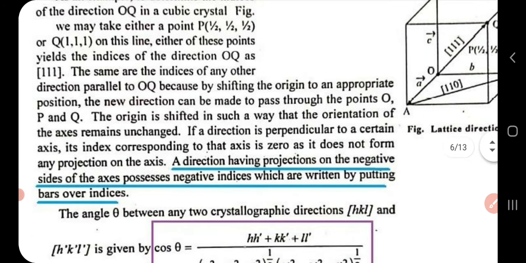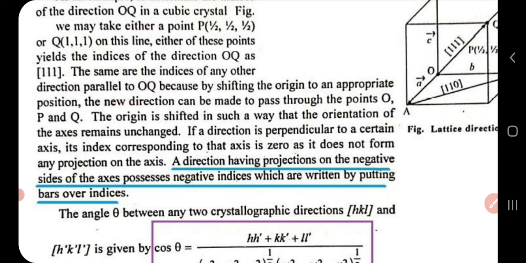This is because the origin is shifted in such a way that the orientation of the axis remains unchanged. That is, the indices of the line OQ will be the same as the indices of another line which is taken parallel to OQ. Why? Because when you do this, the orientation of the axis remains unchanged. So the indices also will remain unchanged.